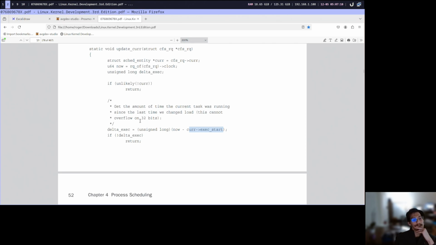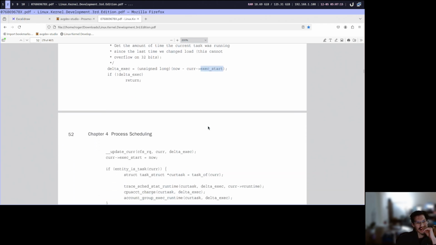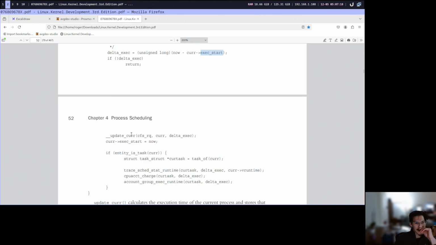this cannot overflow on 32 bits. Delta exec. Why is the start being used? Let's see. Update curr with this new value. Okay. Oh, because exec start gets updated to the next one. I'm guessing that's probably to prevent some sort of weird loop. Oh no, this was supposed to model the perfect multitasking processor. So we're only interested in the amount of time it has run so far from the last round it had been scheduled, I'm guessing. Okay.